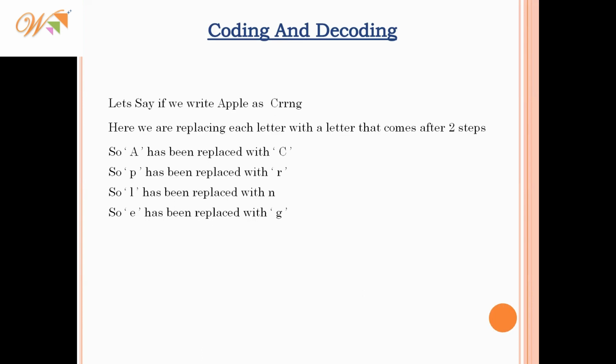Let's say we have to write APPLE as CRRNG. Now if you notice, what have we done? Here we are replacing each letter with a letter that comes after 2 steps. So A has been replaced by C, P has been replaced by R, L has been replaced by N, E has been replaced by G. Correct? So this method is called the letter substitution method. That means you are substituting the letters by any other letter, but there is a method behind it.